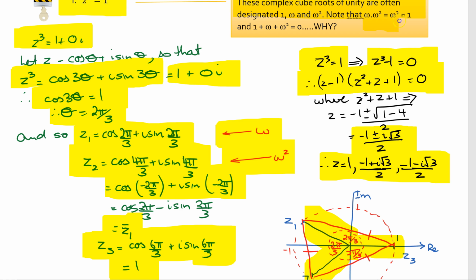Now up here it says, notice that omega times omega squared, so this one times this one, is equal to omega cubed, which is 1, and also that 1 plus omega plus omega squared equals 0. I'm going to just leave that till we discuss it in class for you to tell me why, but the little hint that I'll give you is to consider the sums and products of roots. I know we haven't yet done polynomials, but you know what that means for quadratics. Just do a logical extension of it. So we'll have a look at that in class.